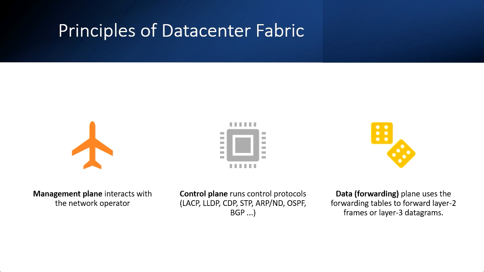Data forwarding. This plane is going to use the forwarding tables to forward layer 2 or layer 3 datagrams. The data plane might send packets that it can't process to the control plane, for example, a datagram that's violating an access list, or extract information from forwarded packets and also send that information to the control plane. An example of this would be dynamic MAC address learning.